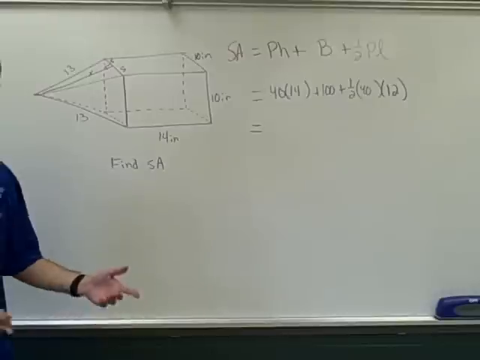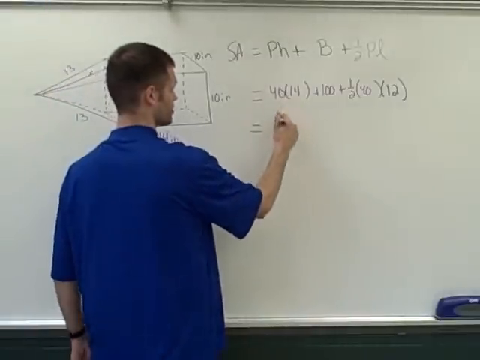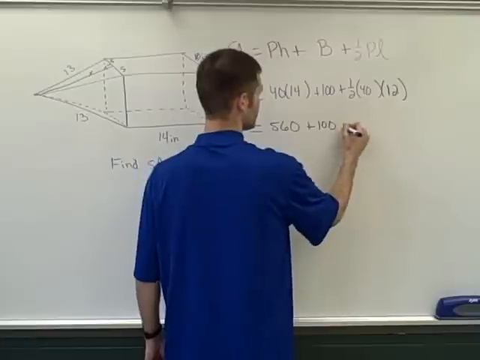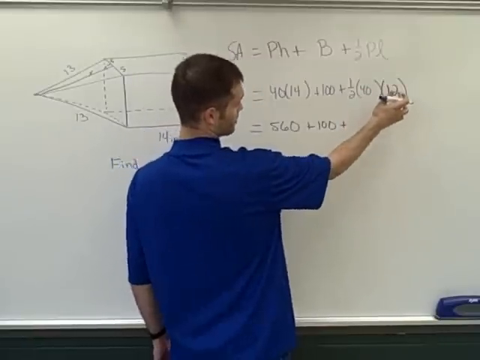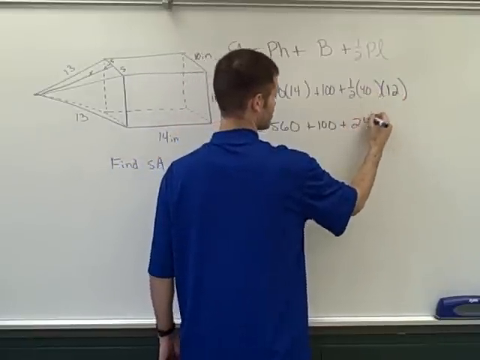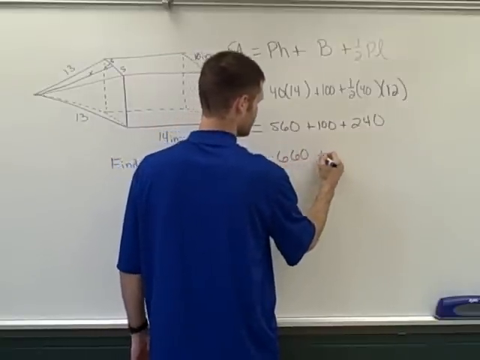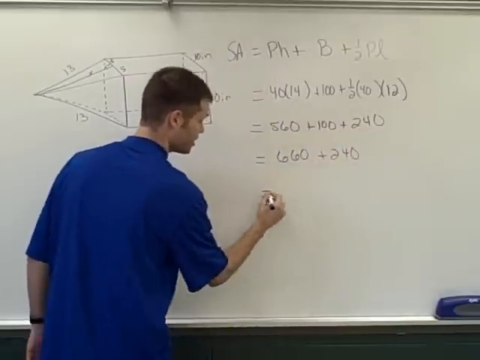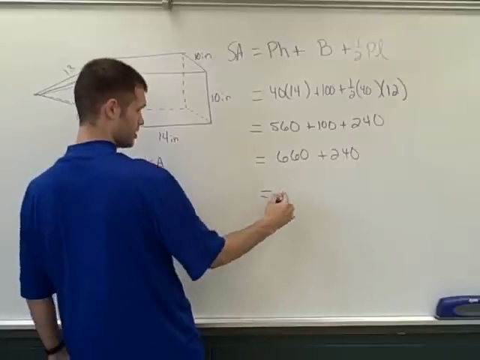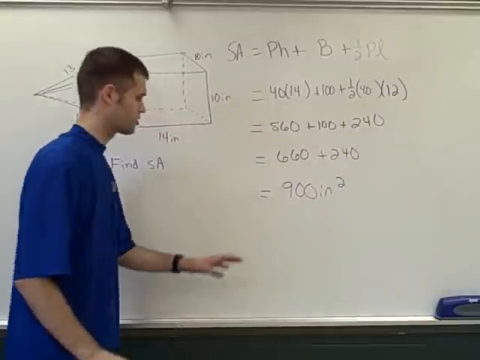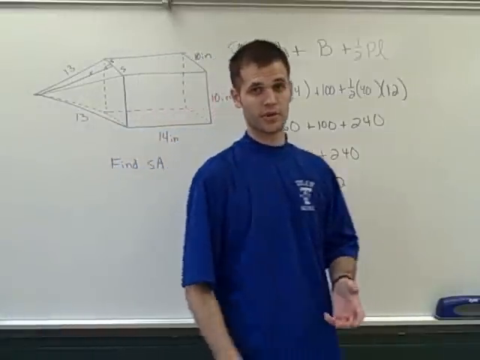So running that through the calculations here, 14 times 4 is 56, add the 0, plus 100, half of 12 is 6, times 40 is 240, so 660 plus 240, and these two together, 900 inches squared. And there's the surface area of these two solids combined.